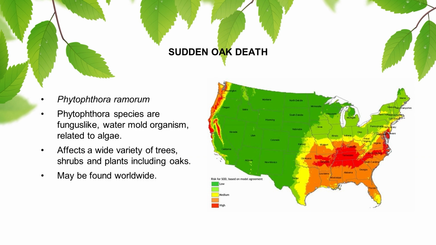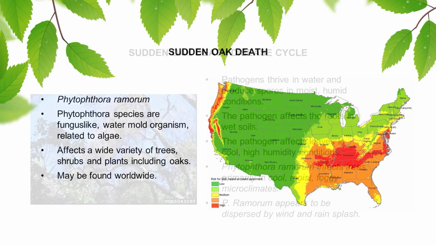Phytophthora affects a wide variety of trees, shrubs, and plants, including oaks. It may be found worldwide. The orange and red zones on this map indicate the areas at highest risk.